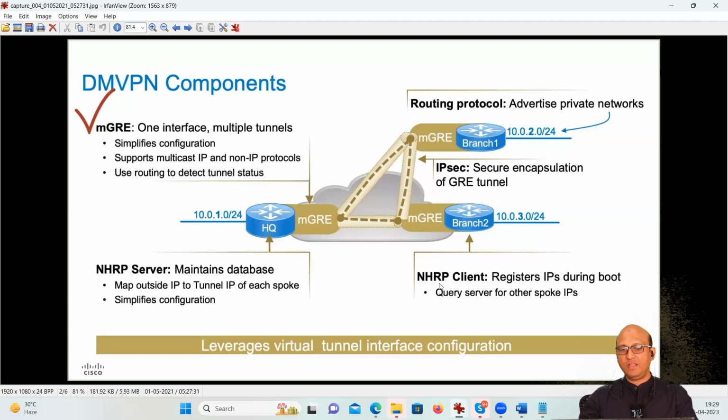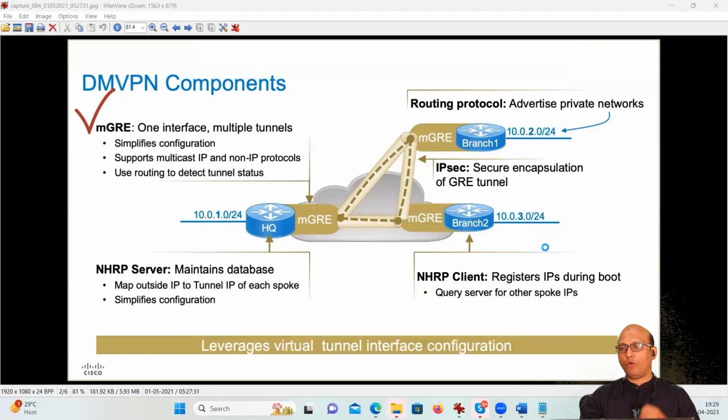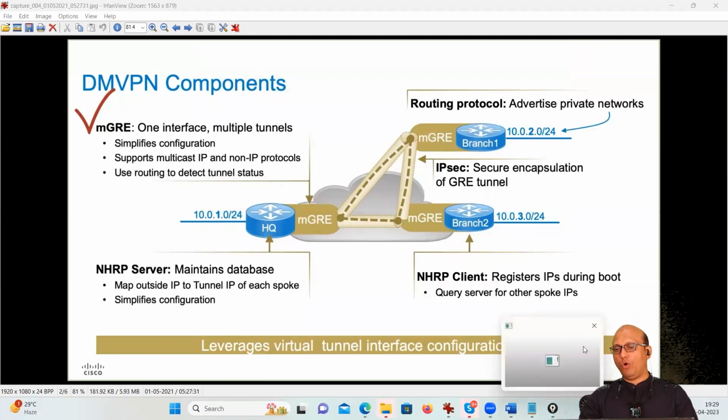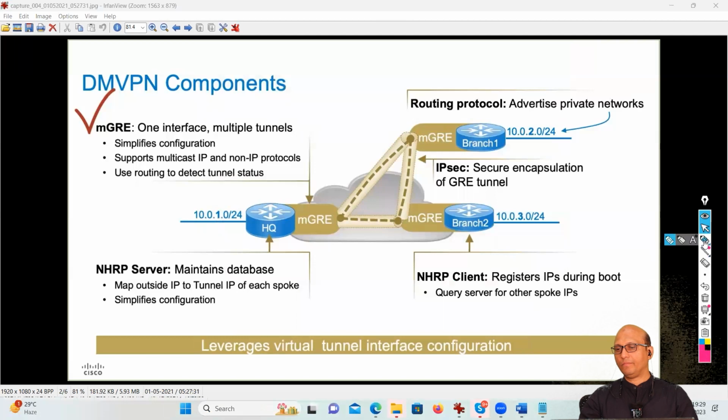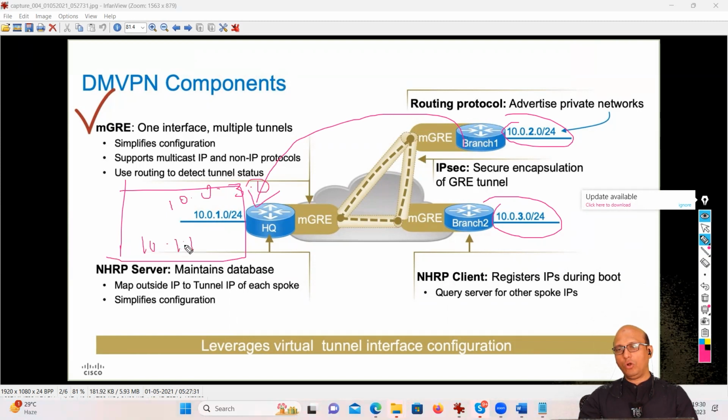10.0.3.0, you can see in the diagram. If I want to reach this network, and I got this network from some routing protocol, this fellow is asking this headquarter. Now headquarter is maintaining a table that to reach 10.0.3.0, the tunnel IP address is say 10.1.1.2. That is the private IP address.